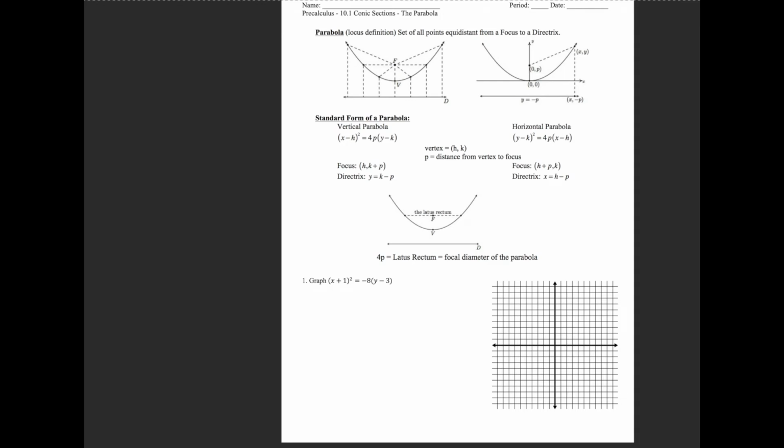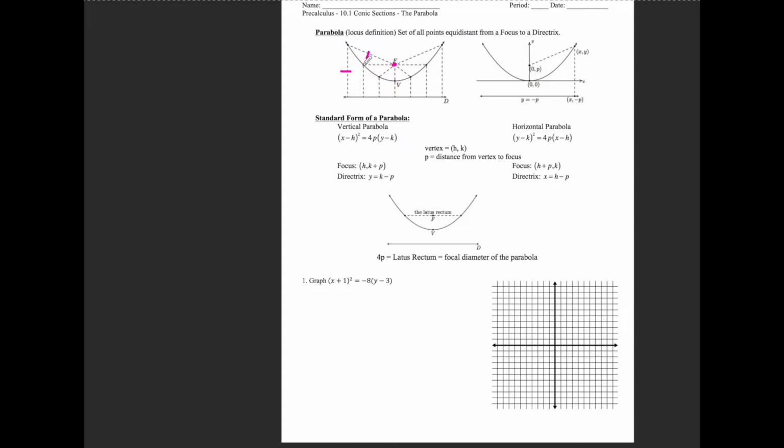The formal definition for a parabola is the set of all points equidistant from a focus and a directrix. What that means in this picture is every point on the parabola is the same distance from the focal point. So this distance is the same as the distance from the point on the parabola to the directrix. So those two distances are equal, and the same can be said for every point on that parabola.